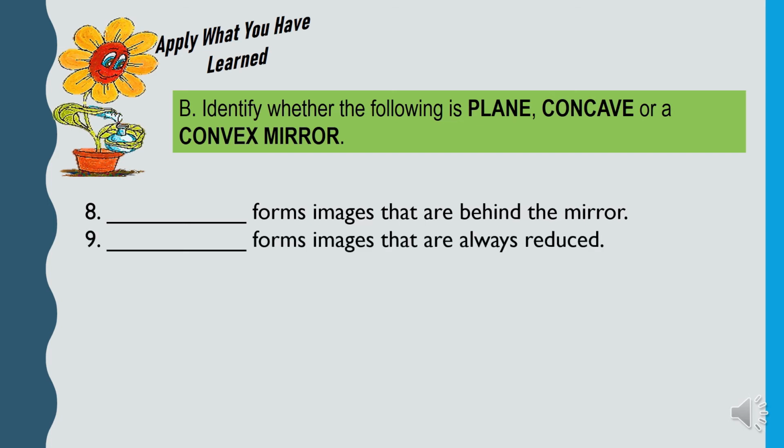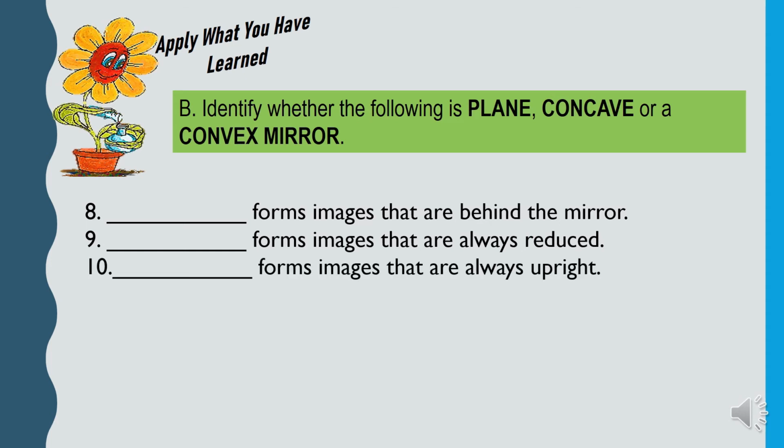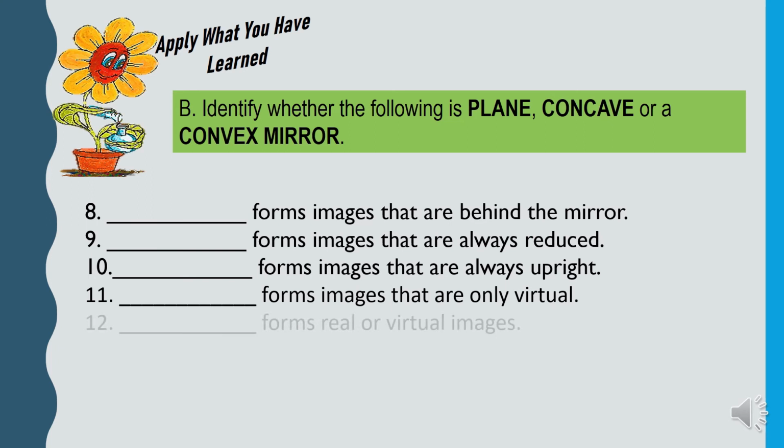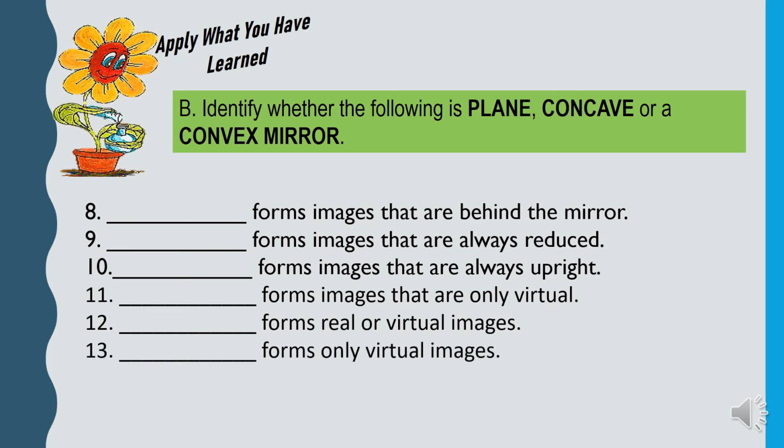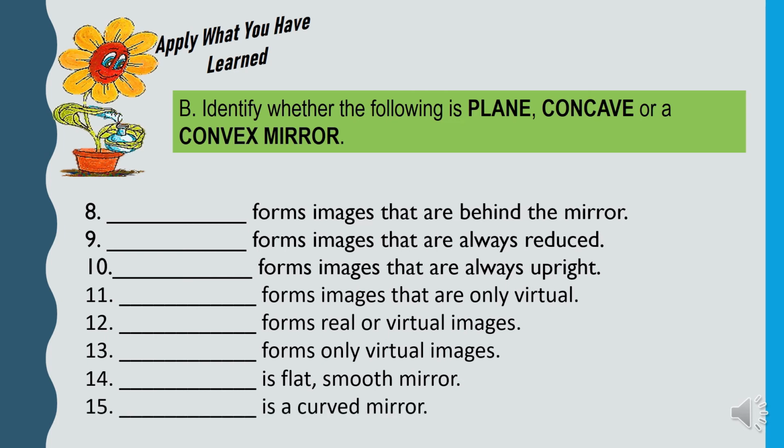9. Blank forms images that are always reduced. 10. Blank forms images that are always upright. 11. Blank forms images that are only virtual. 12. Blank forms real or virtual images. 13. Blank forms only virtual images. 14. Blank is a flat, smooth mirror. 15. Blank is a curved mirror.